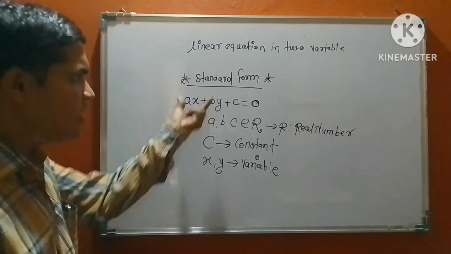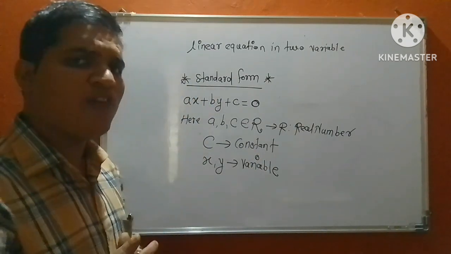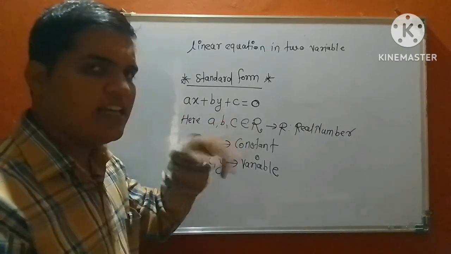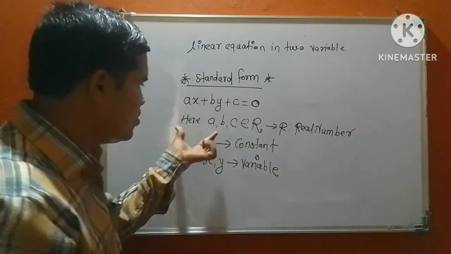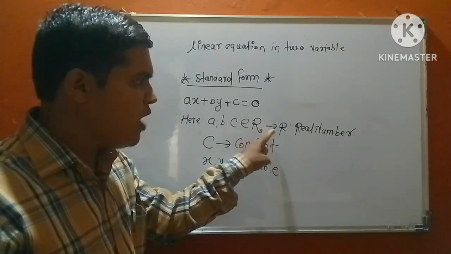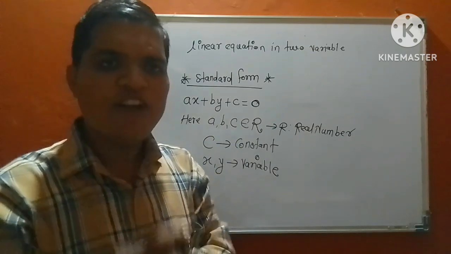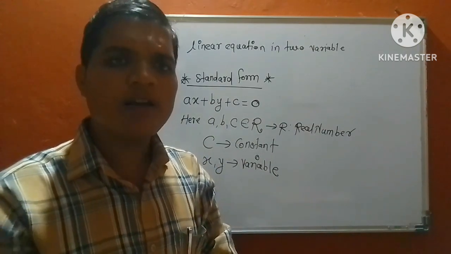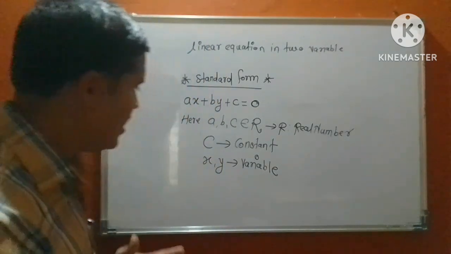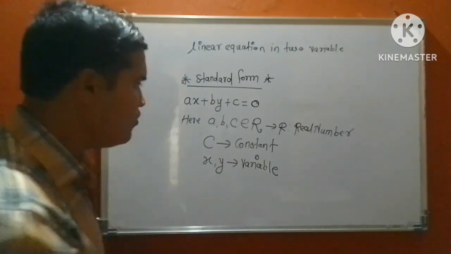So standard form of linear equation. Which is the standard form of linear equation? So ax plus by plus c is equal to 0. So here a comma b comma c belonging to R. So R is the real number. Real number means what? So what is the definition of real number? Real number is the set of rational and irrational number. And c means what? Constant. X and y be the variables.